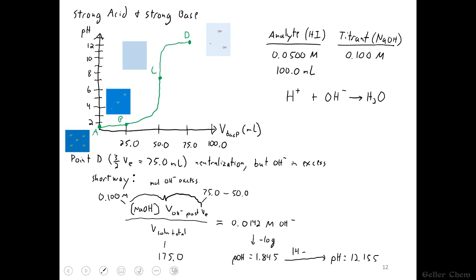We could keep going to 100 milliliters, but we wouldn't learn anything new because we would just be adding more and more hydroxide to the solution, and we would just plug in new numbers here and get new final answers. The pH would gradually rise, but there'd be nothing interesting to see.